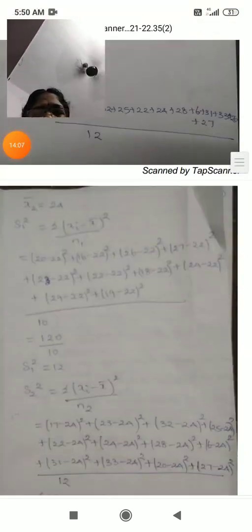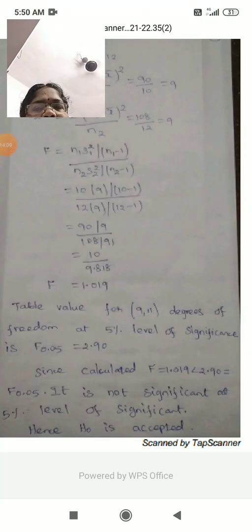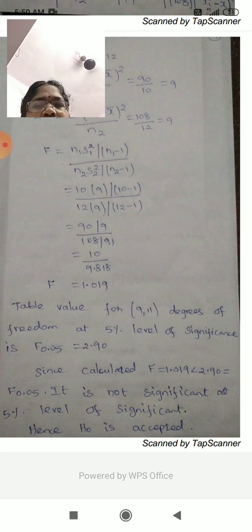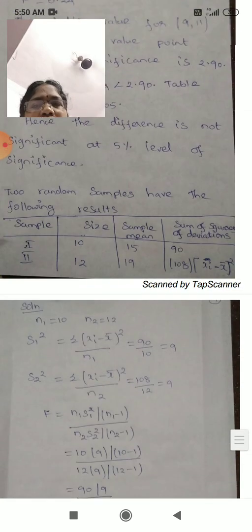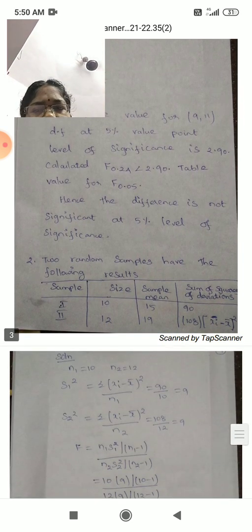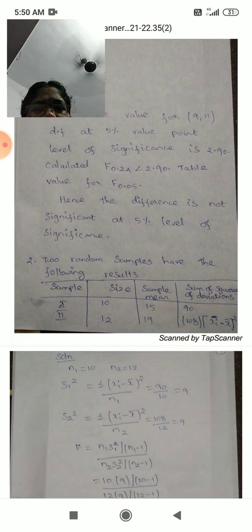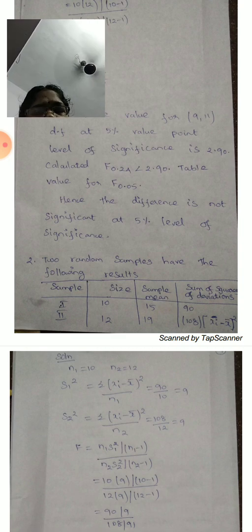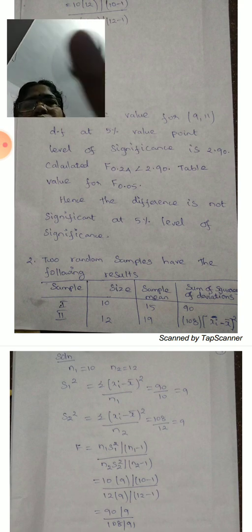Therefore, the F test formula is n1 into s1 squared by n1 minus 1, divided by n2 into s2 squared by n2 minus 1. Here the two random samples have the following results, and they have the same variance. So for the F test we calculate the same variance problems. Okay, thank you.